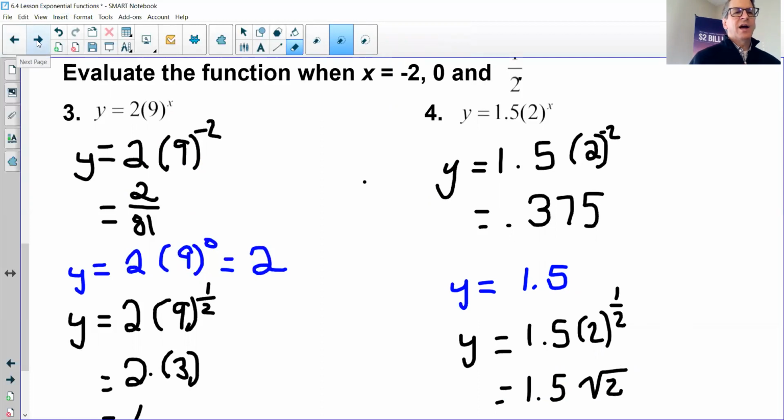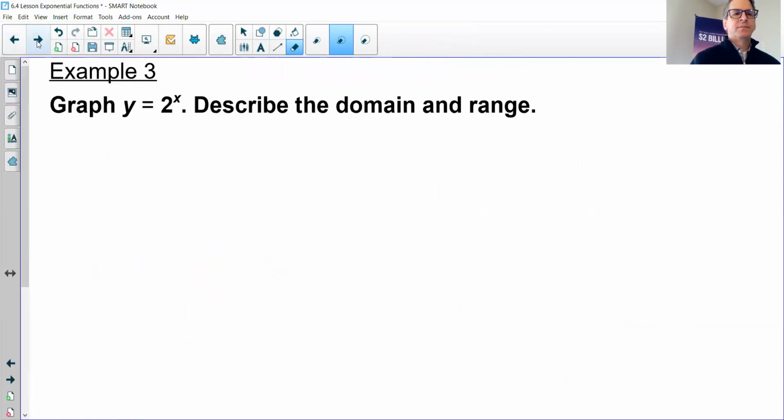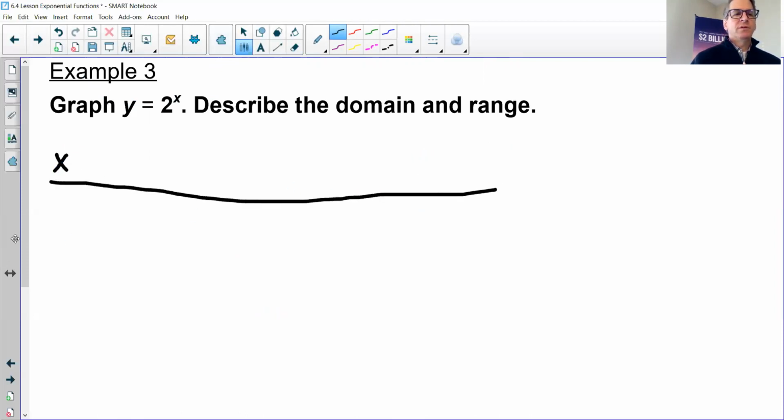Let's move on to example 3, graphing. We're going to graph y is equal to 2 raised to the x, describe the domain and range. Okay, so basically we're going to do a little bit of a table here quickly. So I'm just going to put a little table of x and y.